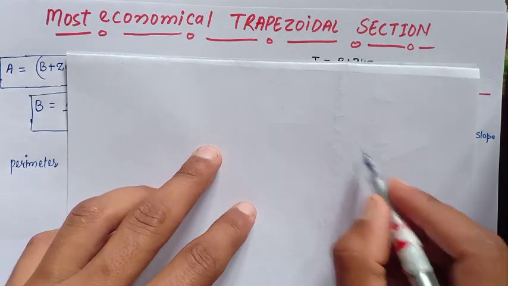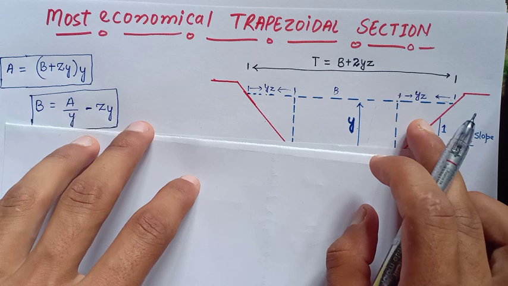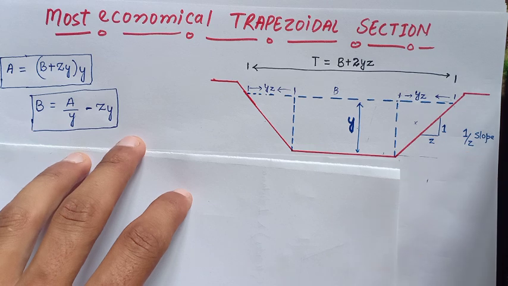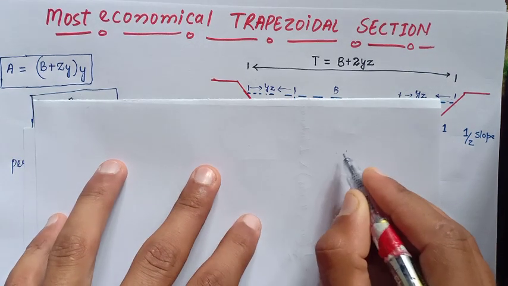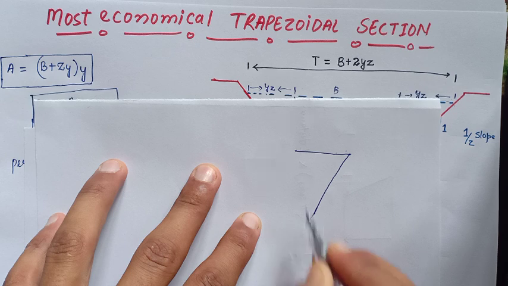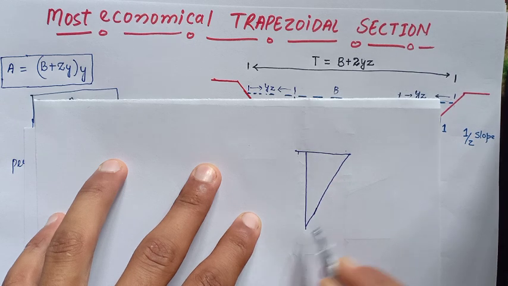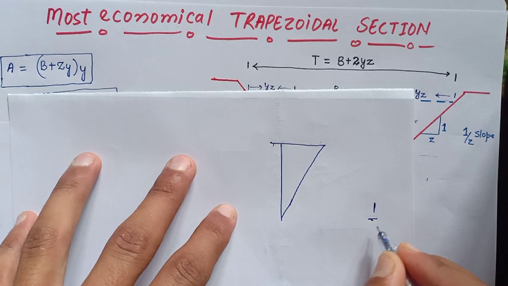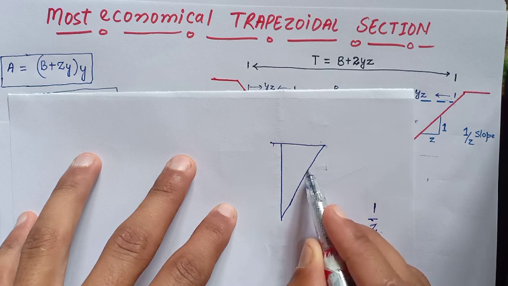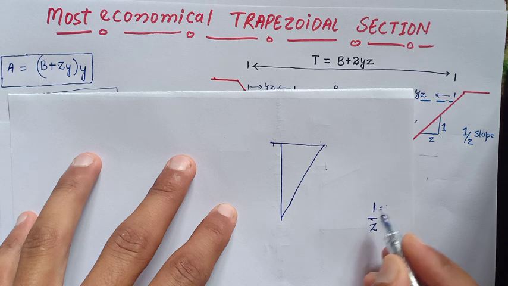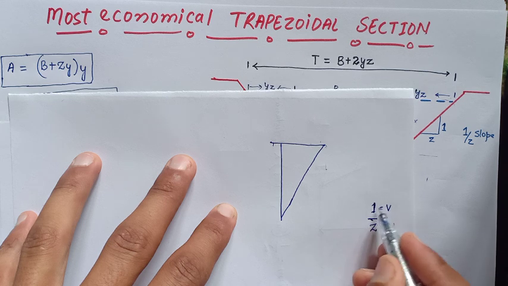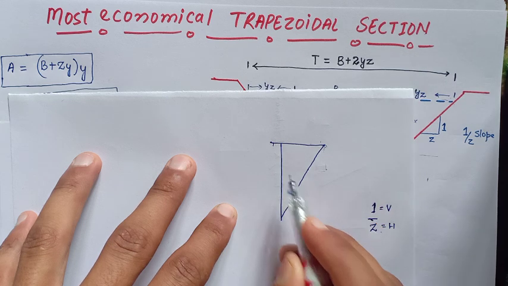Here you can see, we will take this small triangular section and I will explain. Here the slope is 1 upon z. A slope of 1 is to z means if you go 1 meter in the vertical direction, you have to go z meters in the horizontal direction. Always remember, the numerator is vertical and the denominator is horizontal.